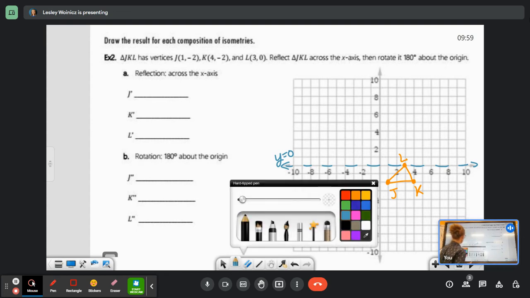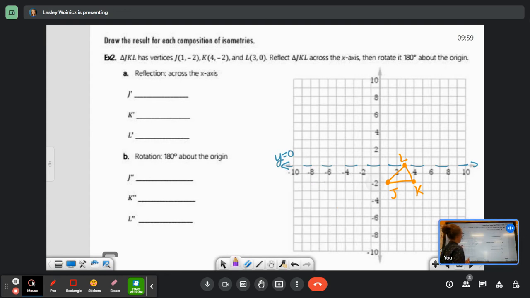All right, let's remind ourselves what the coordinate rule is for reflection across the x-axis. It is x and y map to, we're going to keep our x values the same, but we're going to change the sign on our y values. We're going to make them opposite. So keep the x, change the sign on the y.